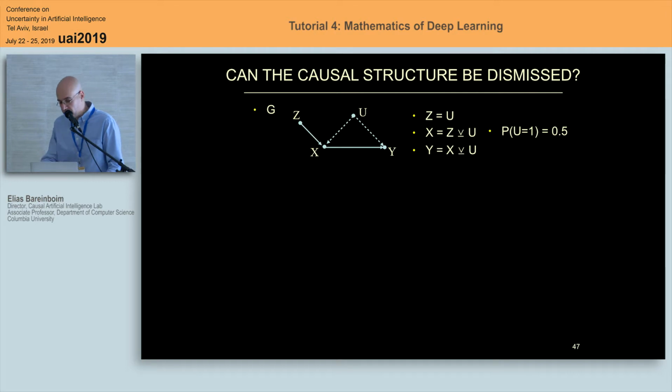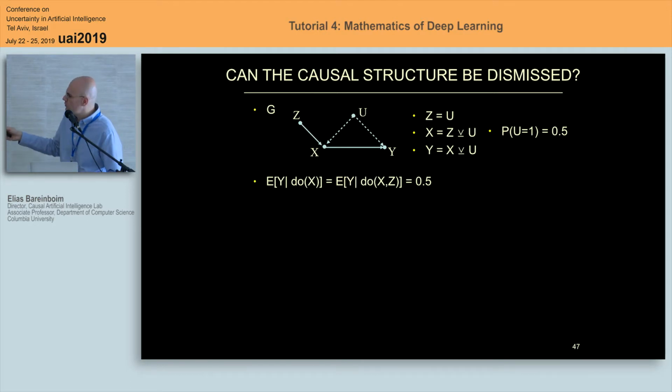Now, what we can see is that P of Y given do X, comma, Z is equal to P of Y given do X, for any value of X and Z, and this turns out to be equal to 0.5. We can see that fast, we don't need a lot of algebra. The Z doesn't matter. Recall, this is a replacement operator: instead of X following Z XOR U, you just set the value of X equal to 1, for example.